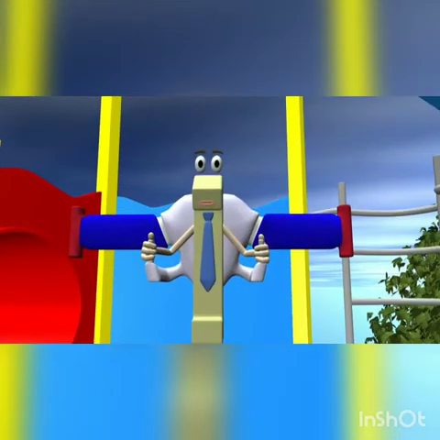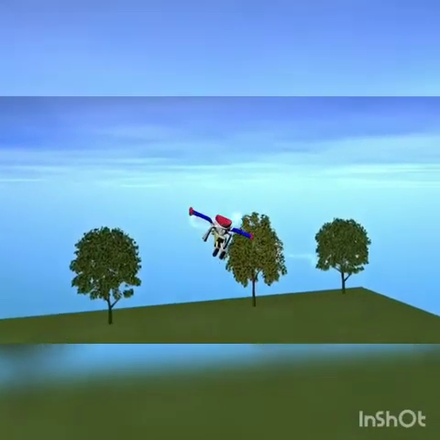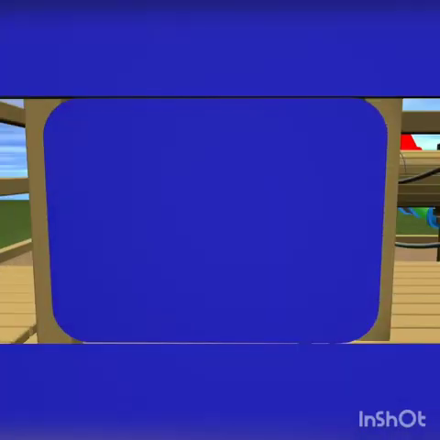Hi kids! Today we are going to learn about regrouping with subtraction. Let's jump right in and get to learning. We are going to use place value to help us solve these problems today.